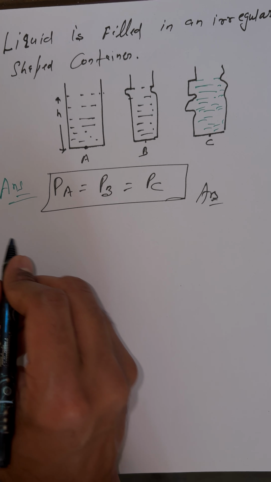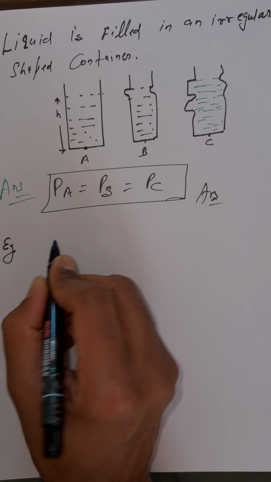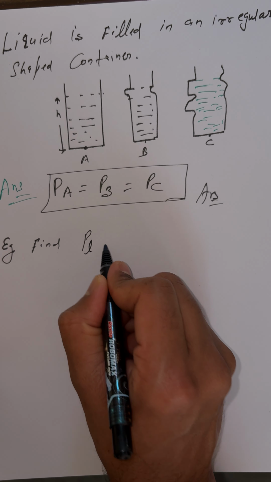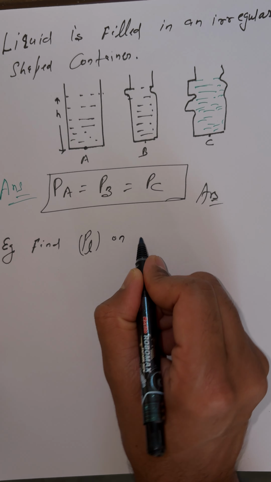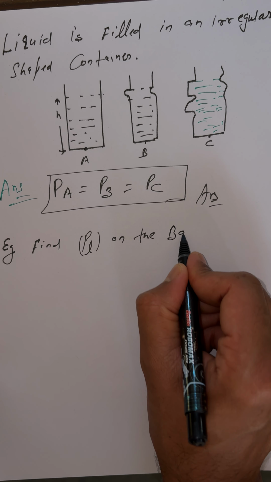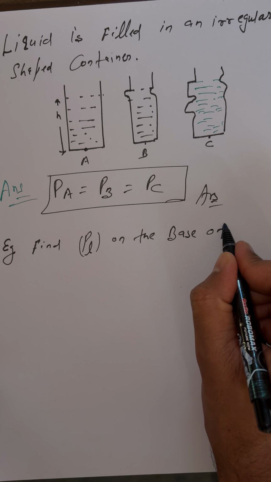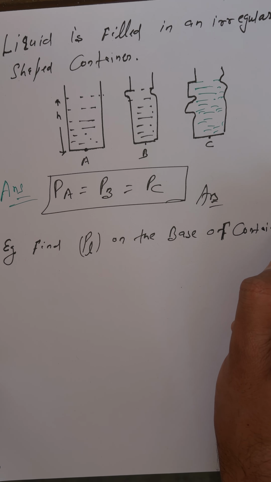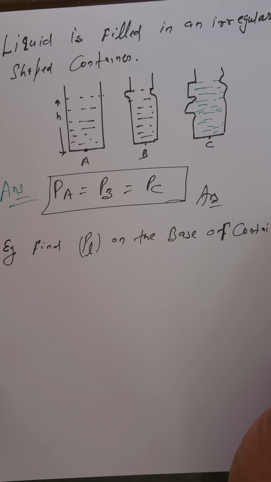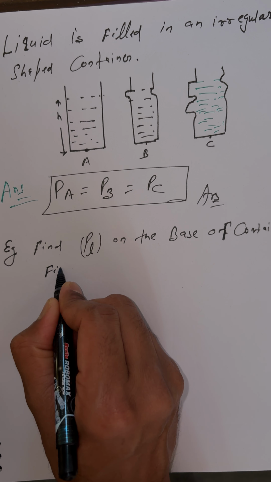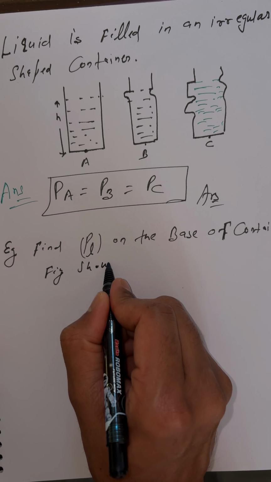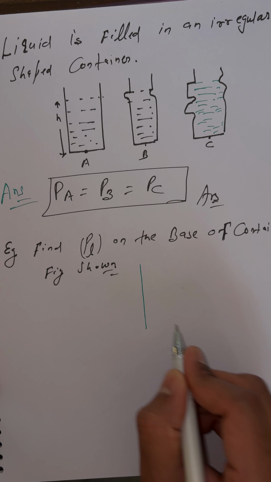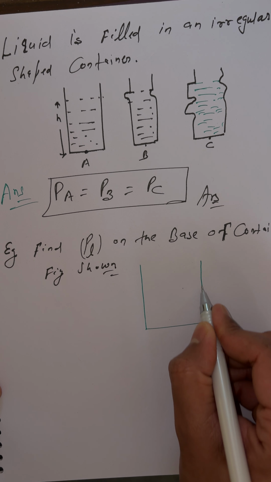Students, let us suppose here, find the pressure due to liquid on the base of the container, figure shown. On the base of the container, figure shown. Okay, only the liquid is asked. So what's the question, students? You can take it like that.